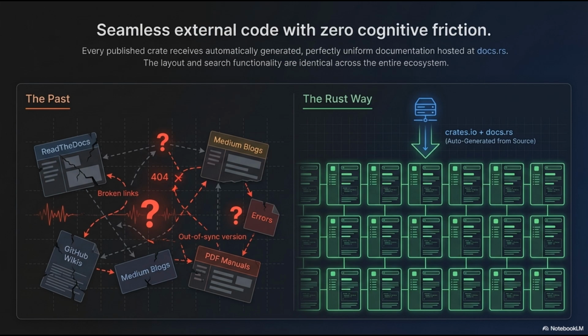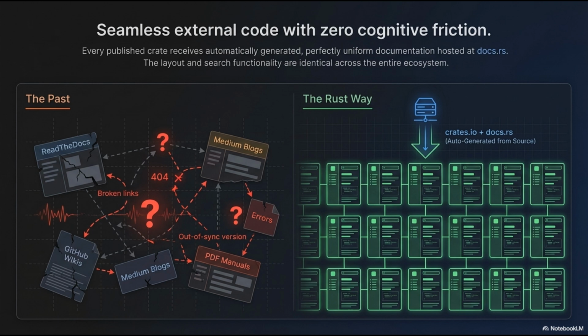Oh, it lowers the cognitive load tremendously. Every single library in the Rust ecosystem has the exact same documentation format, the exact same layout, and the exact same search functionality. It sounds almost too good to be true. And because the compiler generates the docs directly from the source code, they are always perfectly in sync with the published version. Let's talk about those versions, actually, because managing dependency graphs is basically the bane of a backend engineer's existence. How does Cargo track these crates?